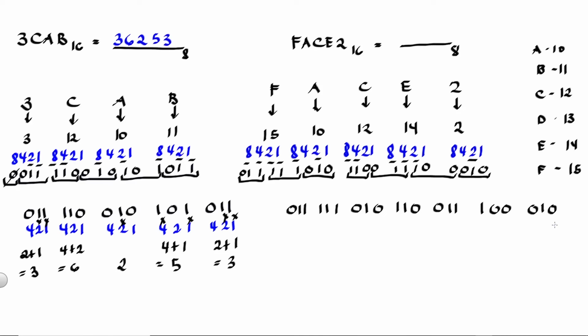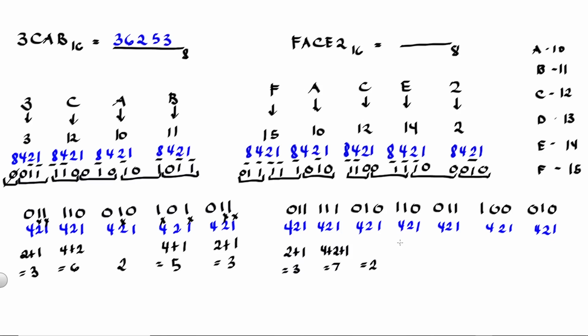So starting from the right, we have 1, 2, 4, and 1, 2, 4 for each group of binary. So it's another 1, 2, and 4, 1, 2, and 4, and 1, 2, and 4. Next is to add all the numbers associated with 1. So we have 2 and 1. 2 plus 1 is equal to 3. Then 4 plus 2 plus 1. We have 7. Then we have only 2, so this is 2.